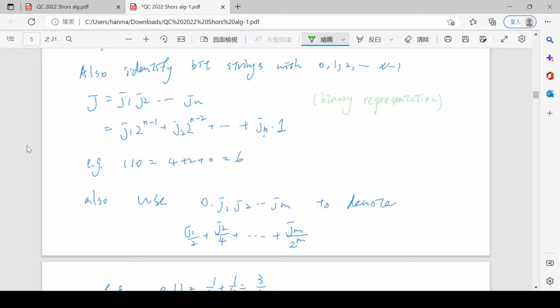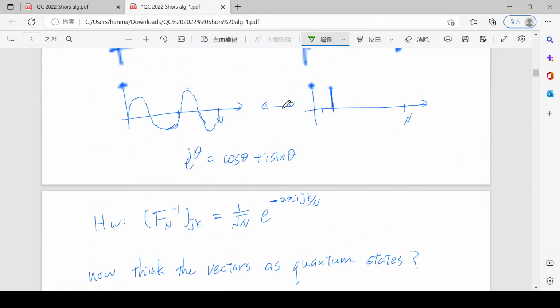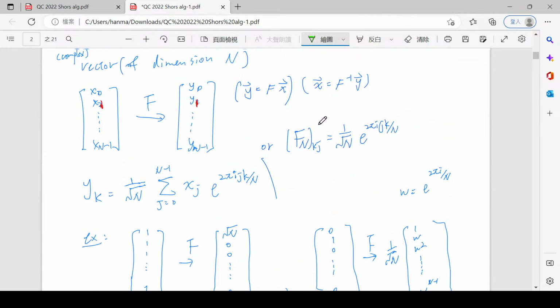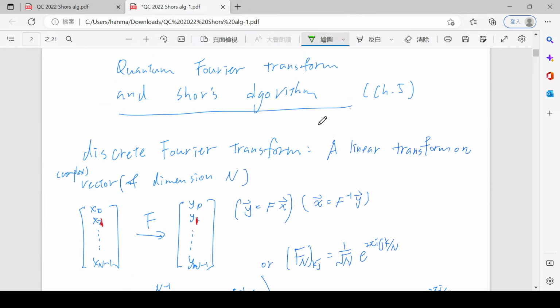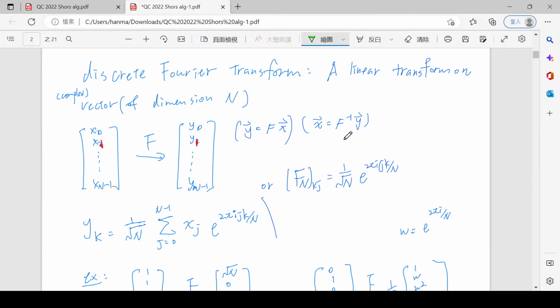Okay, let's get started. So, any questions from last time? And yeah, this week we'll be going over this quantum Fourier transform idea. So last time we introduced this idea of the discrete Fourier transform and the quantum Fourier transform.